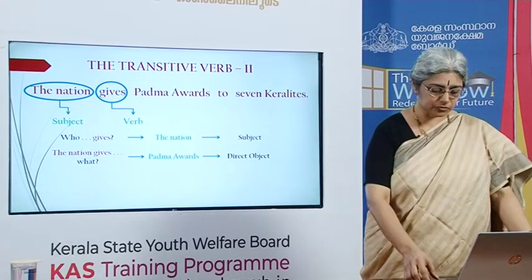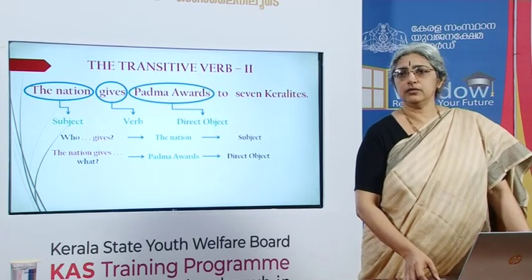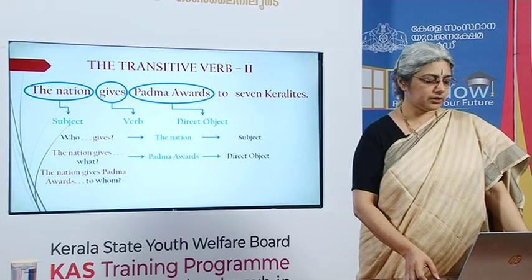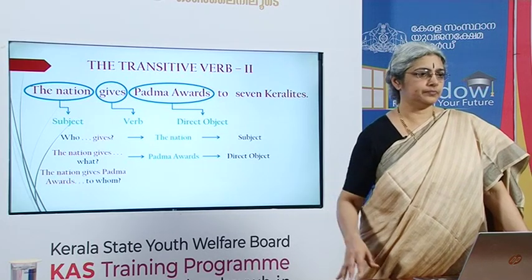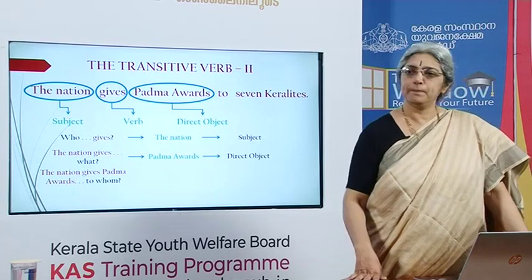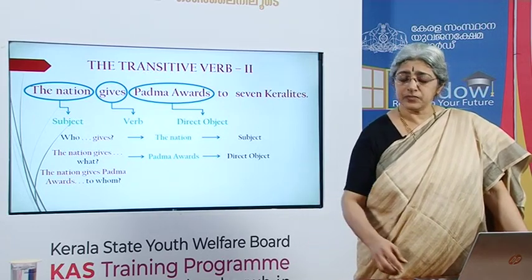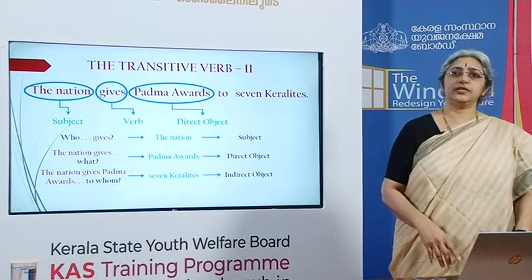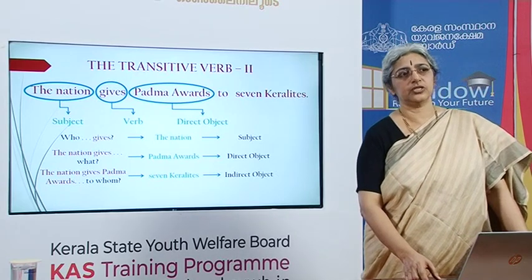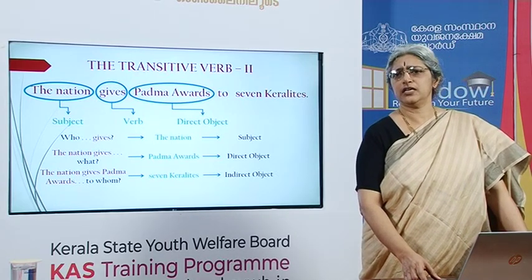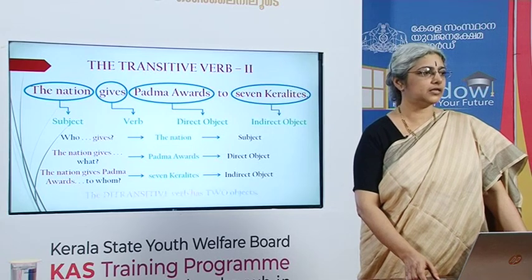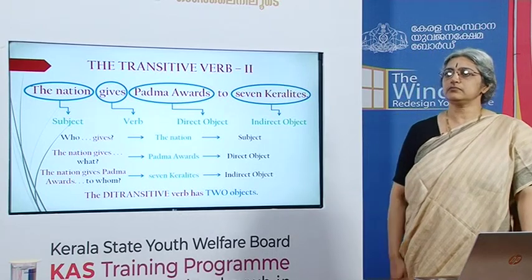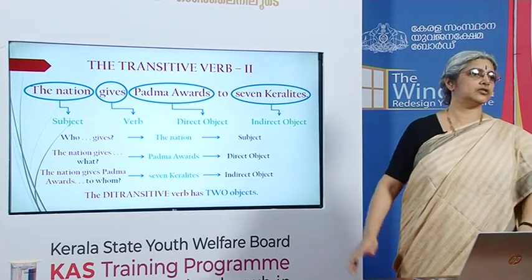Okay, but that is not the end of the story yet. So, Padma awards is the direct object. Now, we ask the second important question, the nation gives Padma awards to whom? So, that is the second question that you ask to the verb. To whom? 7 Keralites. So, that is the indirect object. So, here you have a sentence which has a direct object and an indirect object, in effect 2 objects. So, obviously, it can't be a monotransitive verb, it is a ditransitive verb. Right? So, that is a ditransitive verb.